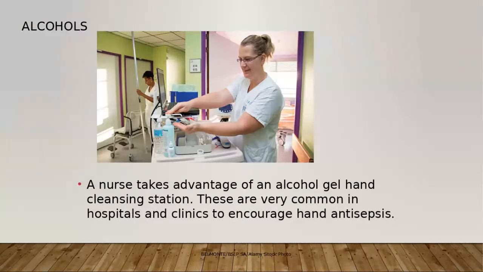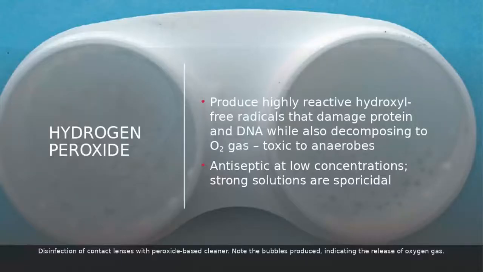Okay, so this is just an example of a nurse using alcohol to clean equipment or maybe clean their hands. Hydrogen peroxide is the next type, the fourth type of chemical used as a controlling agent. Many of them are used, for example, for cleaning contact lenses, or also for cleaning equipment. And if it is a low concentration, sometimes it can be used to clean our mouth.